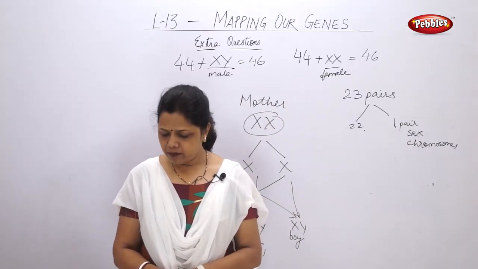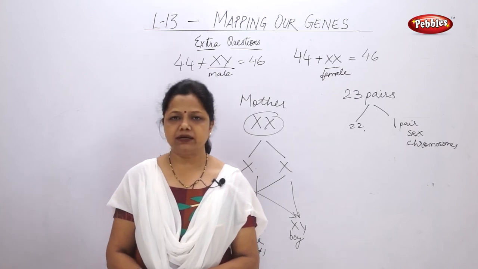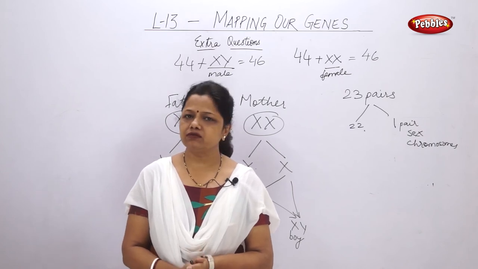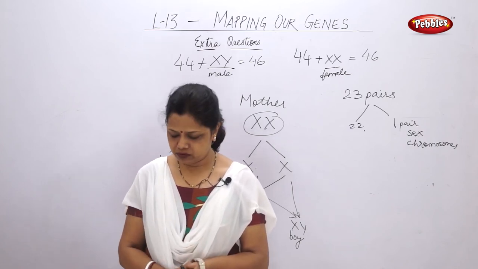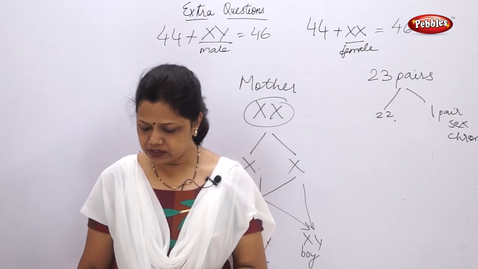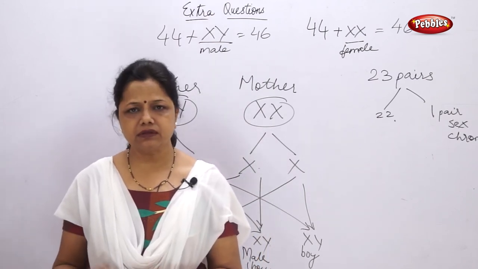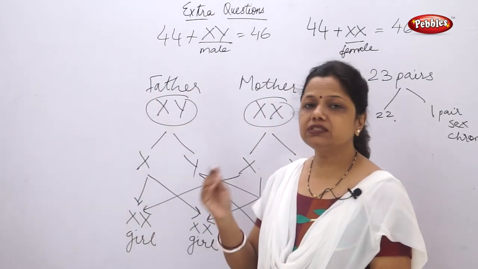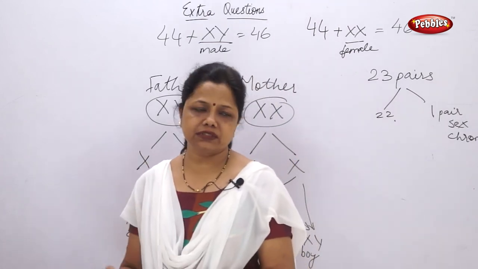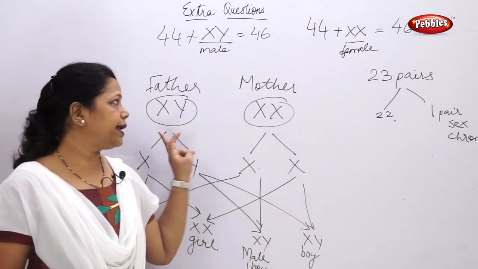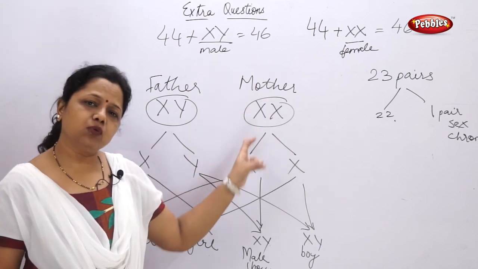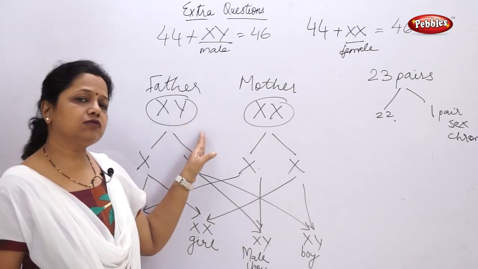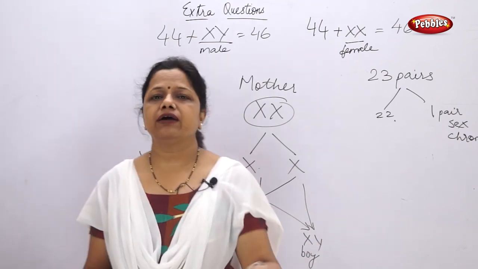Next statement, mother's chromosomes decide the sex of the child. In case of human beings, this is false. Only the father's chromosomes decide the sex of the child, not the mother's chromosomes. Next statement, chance of the child being a male or female is 50%. This is correct. Either it can be XX or it can be XY. So this chance is purely 50%, as male carries one X and one Y and female carries both X's. Invariably, female will give out X, but in case of father, only either X or Y will come out, not both.